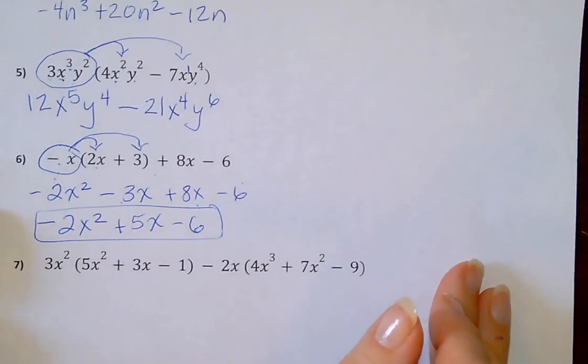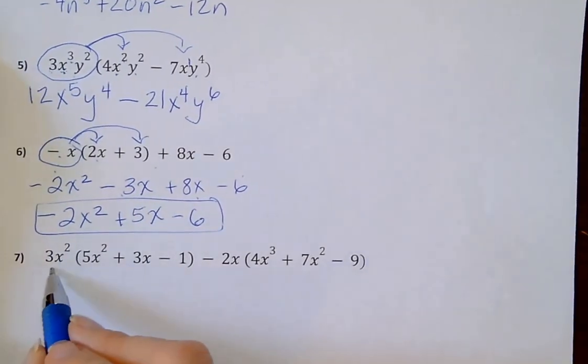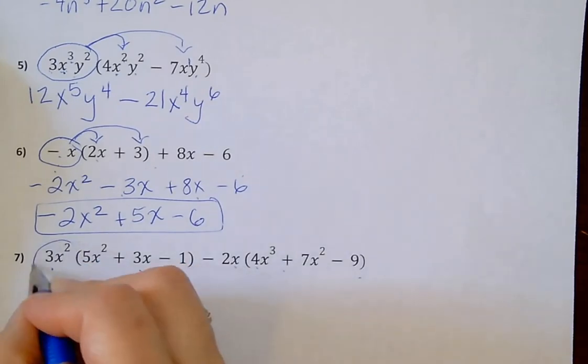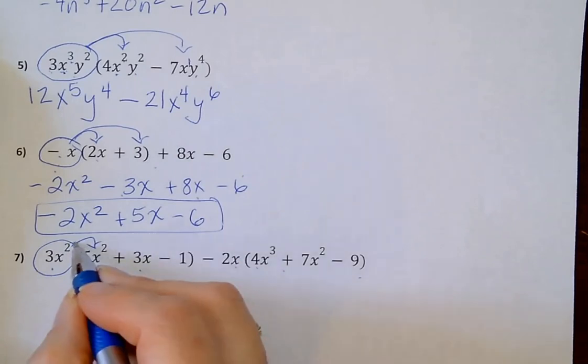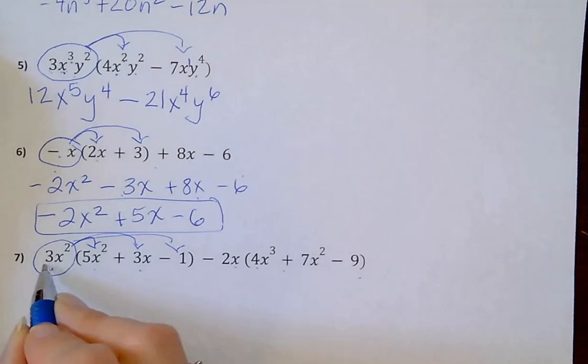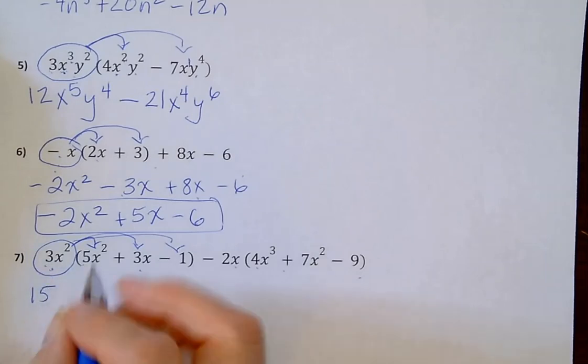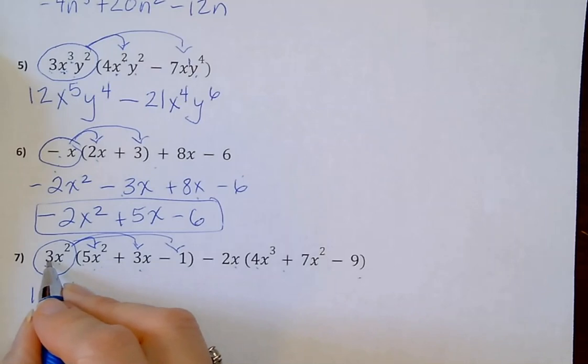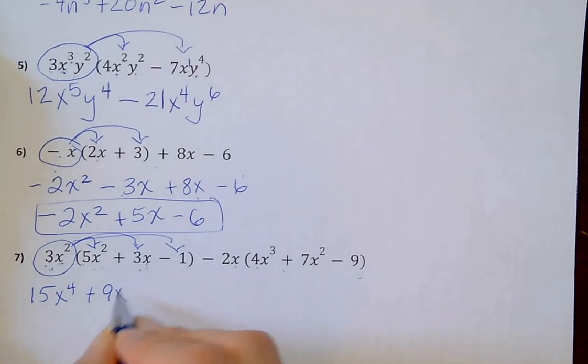All right. Number 7, it looks like I'm going to have to do some distribution here and also some distribution here. So let's say 3x squared. We're going to distribute that all the way across. 3x squared times 5x squared. I can multiply 3 times 5 and I get 15. X squared times x squared, I'm going to keep my base and add those exponents, so I have x to the 4th. Okay, now I'm going to say 3x squared times 3x, and so I'm going to get 9x to the 3rd. And 3x squared times negative 1 is going to be minus 3x squared.